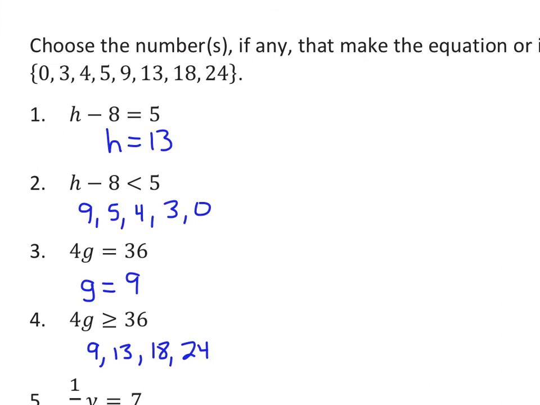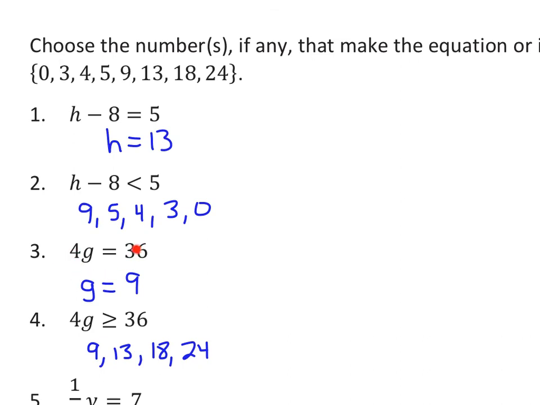So here are the first 4. H could be 13. That would give me 5. H has to be 13. For number 2, it could be 9, 5, 4, 3, or 0, because all of those would give me an answer that's less than 5. 13, 18, and 24 would not. This has to be 9.